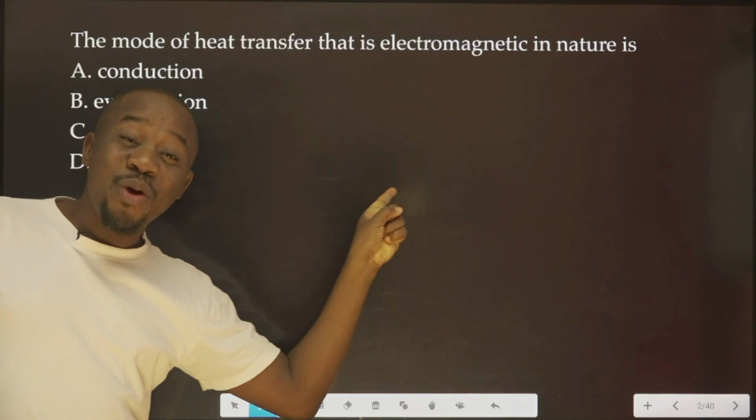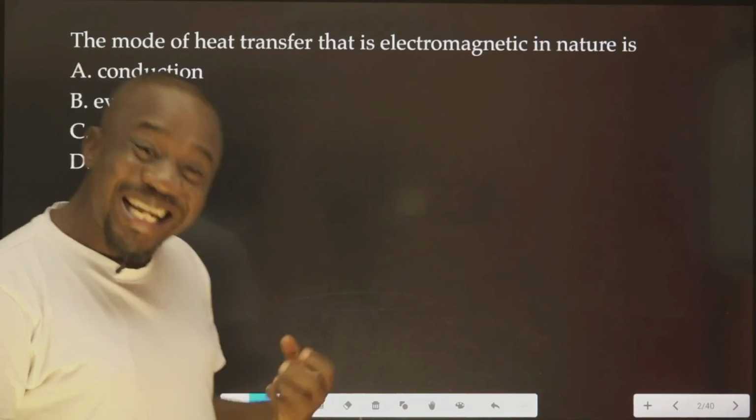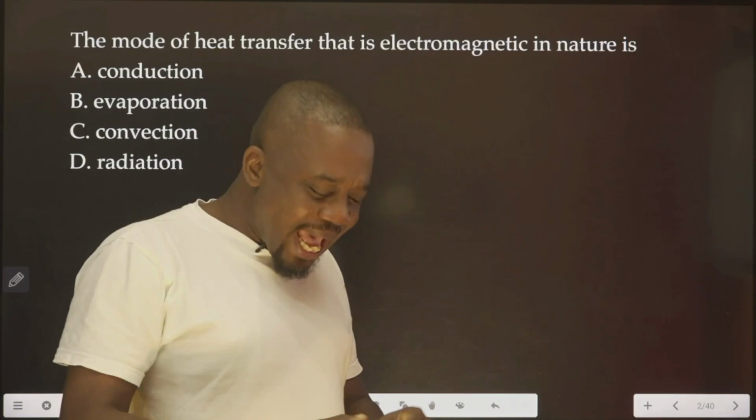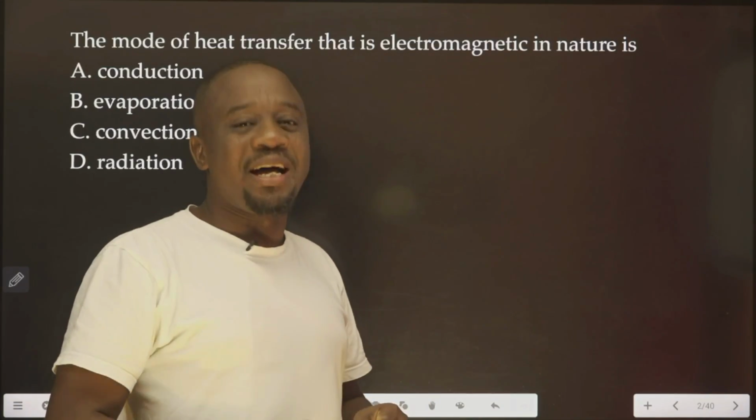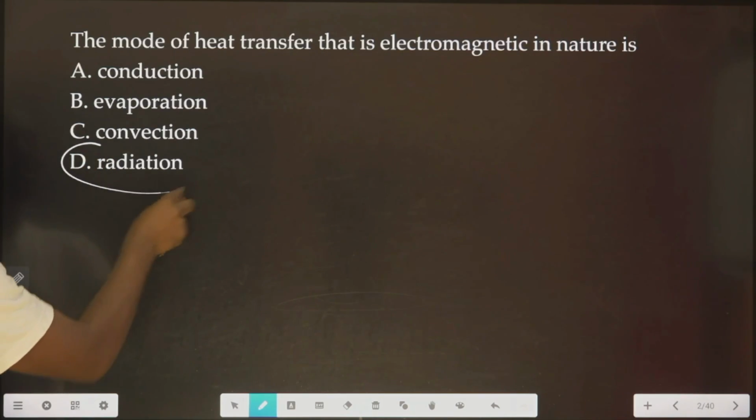Okay? This question, very important question. It says the mode of heat transfer that is electromagnetic in nature is what? That is, it doesn't require any physical material to transfer the heat. The answer is simply radiation.